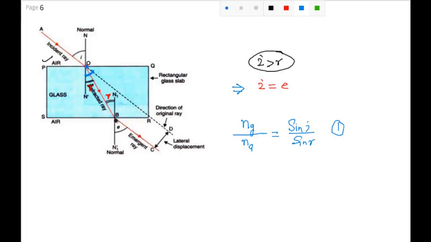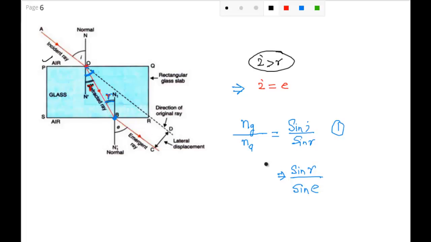And if you apply it at point B, the refracted ray from point A will be the incident ray for point B, right? So this is your point B. Very simple, understand this. Now this R will be your angle of incidence, and your angle of emergence is basically the angle of refraction, so that is sine E here for point B. And you can see here that the ray is going from glass to air, that means denser to rarer medium, so it will move away from the normal, right?